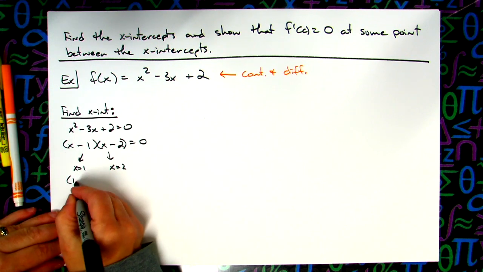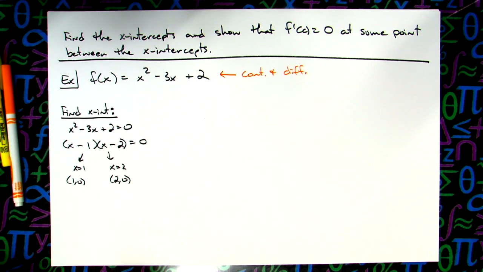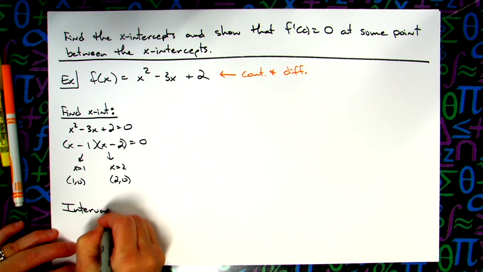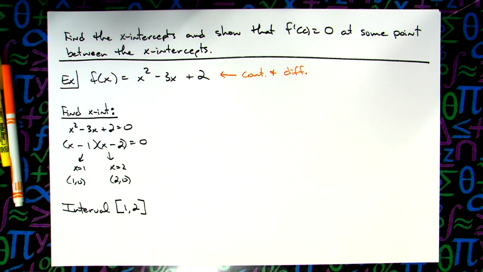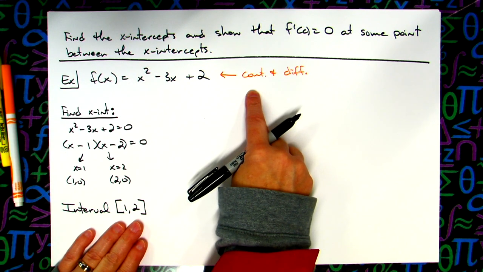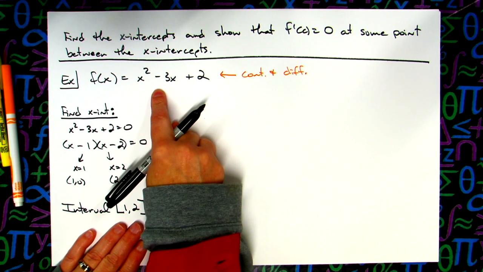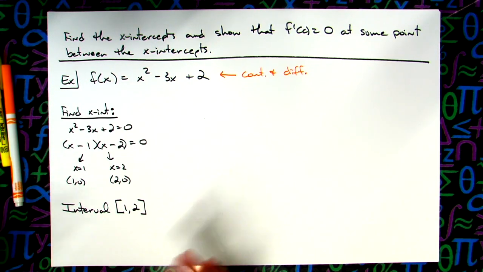This is the x-intercept of (1, 0). This is the x-intercept of (2, 0). It's in between 1 and 2. So my interval that I'm going to deal with is from 1 to 2. And there again, even though it doesn't say Rolle's theorem, I've got my interval now. It's still continuous on the closed and differentiable on the open because that's what this polynomial curve is. I don't really have to do a verify step because they're not focused on the theorem.